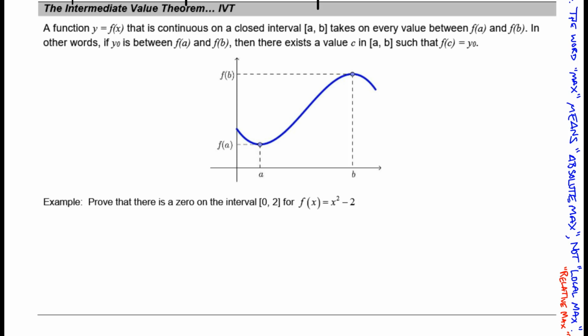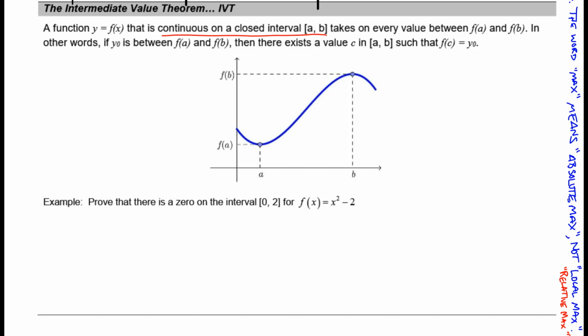So what does the theorem say? It says a function y equals f of x that is continuous on a closed interval takes on every value between f of a and f of b. In other words, if y sub 0 is between f of a and f of b, then there exists a value c in the interval from a to b such that f of c equals y sub 0. Holy cow, that's a mouthful.